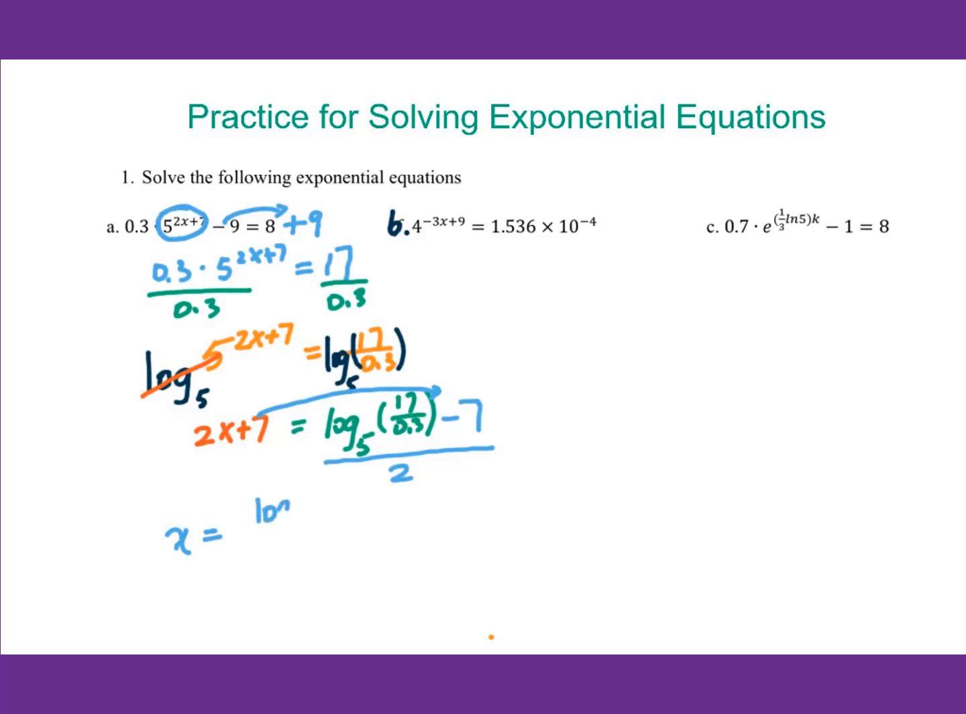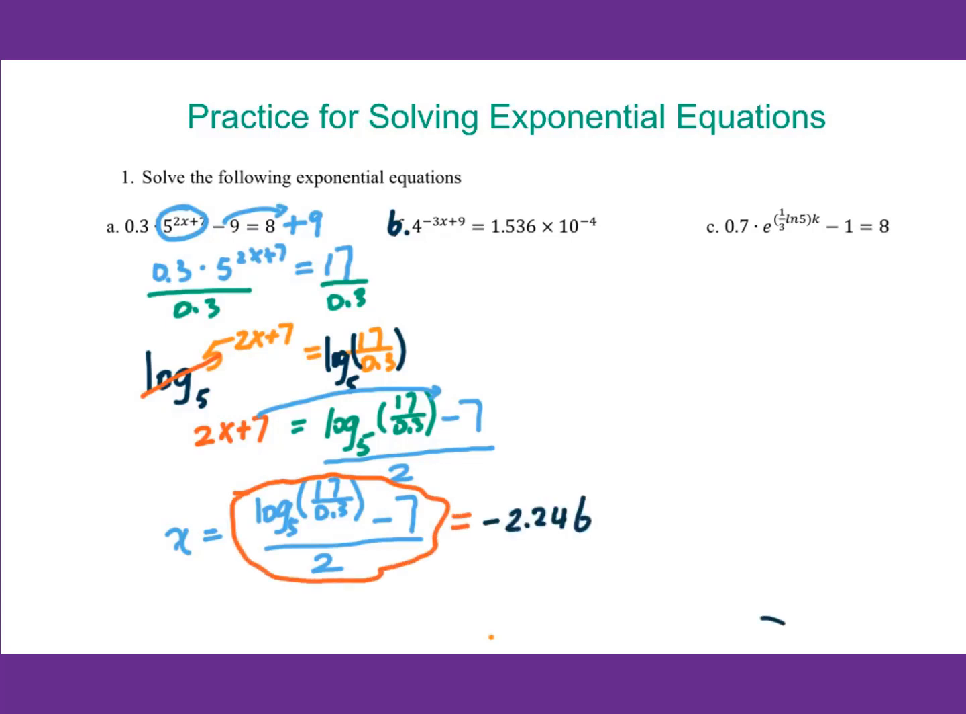So I will get x equals log base 5 of 17 over 0.3, minus 7, over 2. Then we put this into the calculator. You will get x equals negative 2.246.